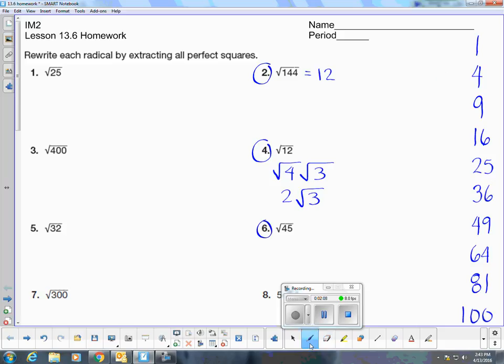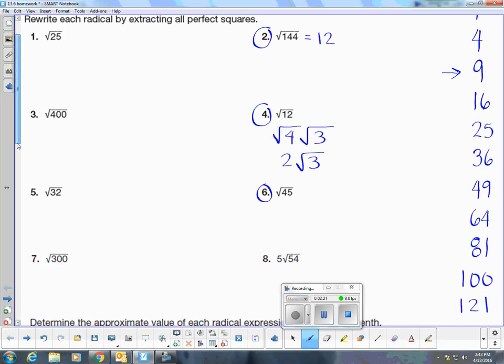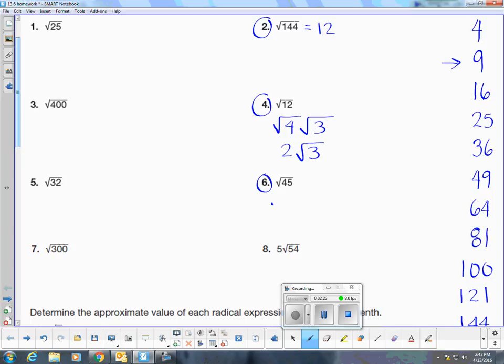Number 6, the square root of 45 is not a perfect square. Square root of 49 is, but the square root of 45 is not. However, the square root of 45 contains a perfect square, and I can break this down into the factors, the square root of 9 times the square root of 5, and the square root of 9 is 3 times radical 5.